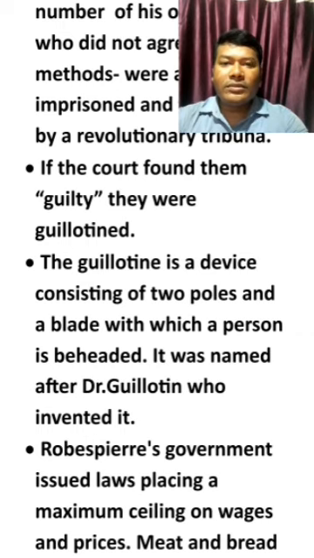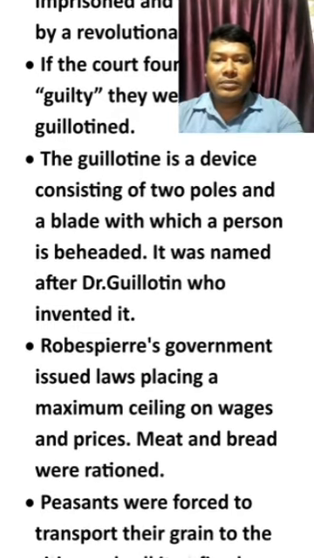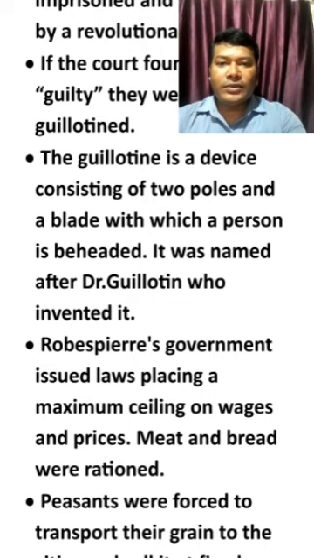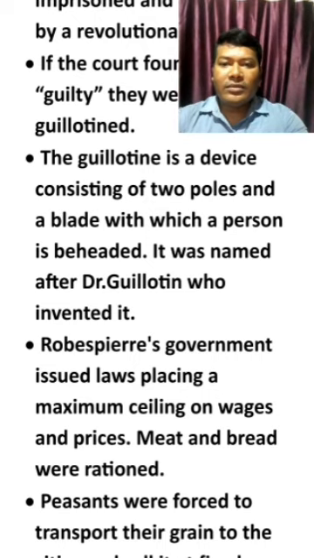When the court saw that the arrested people or members did wrong, they were guillotined or murdered. Students, you have to know what is called guillotine. The guillotine is a device consisting of two poles and a blade with which a person is beheaded. That means guillotine is a kind of instrument. That instrument had two poles. Between two poles there was a blade. That blade was used to separate the head from the shoulder. It was discovered by Dr. Guillotine. Okay.